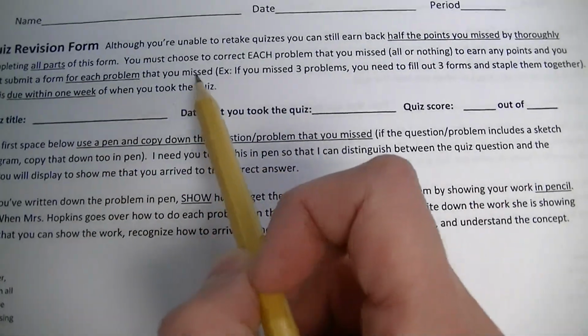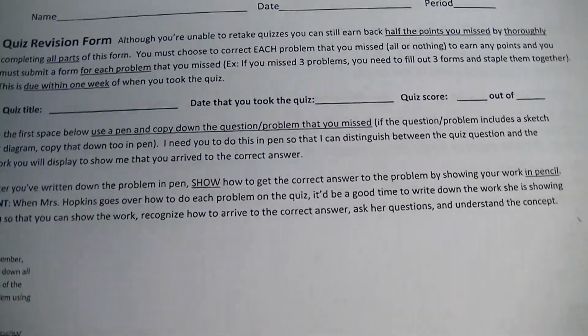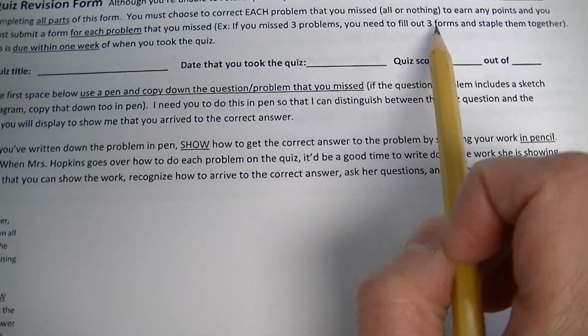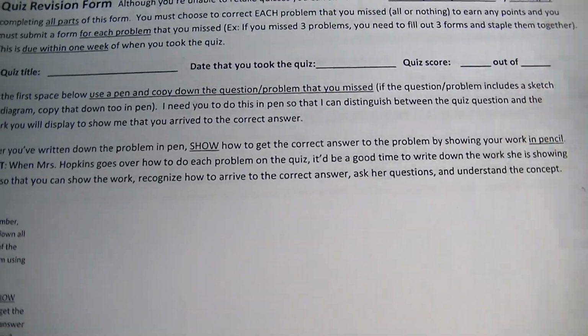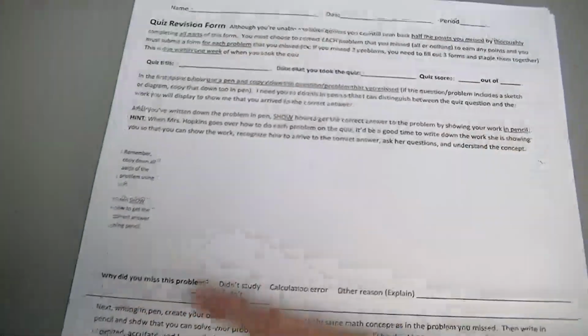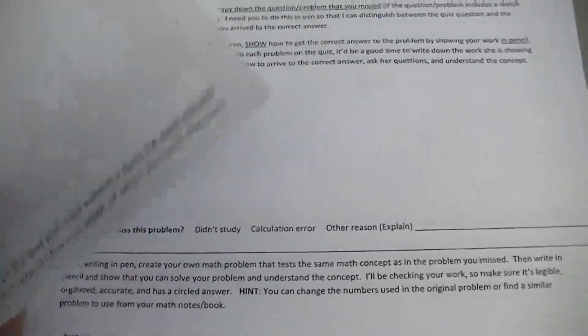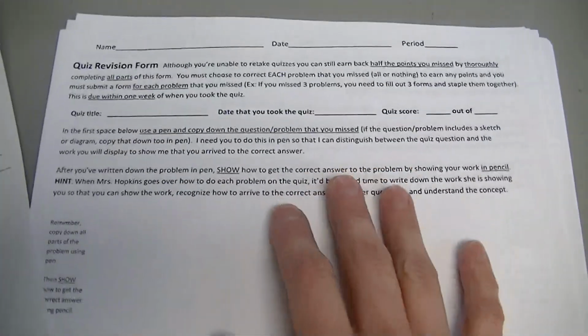a form for each problem that you missed. These are front and back. So for example, if you've missed 3 problems, you'll need to fill out 3 forms and staple them together. So here's one side of a form for one problem that you missed, and then the back side could be for the second problem you missed, and then if you missed a third problem, you would just grab another form, okay?